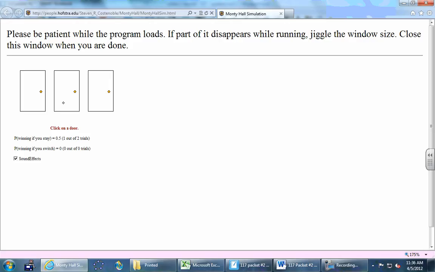So here's the question. Should you always stay with your original choice? Should you always switch to the other choice? Or it doesn't really matter in the long run whether you stay or switch? Can you guys talk to your neighbors? And in 30 seconds, we're going to make our best guess.